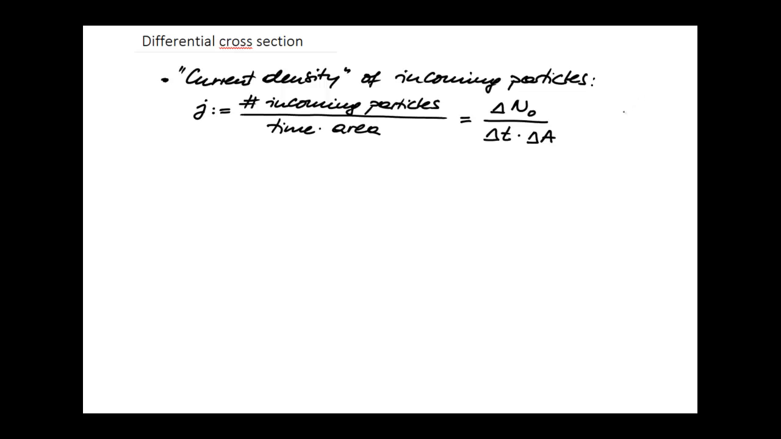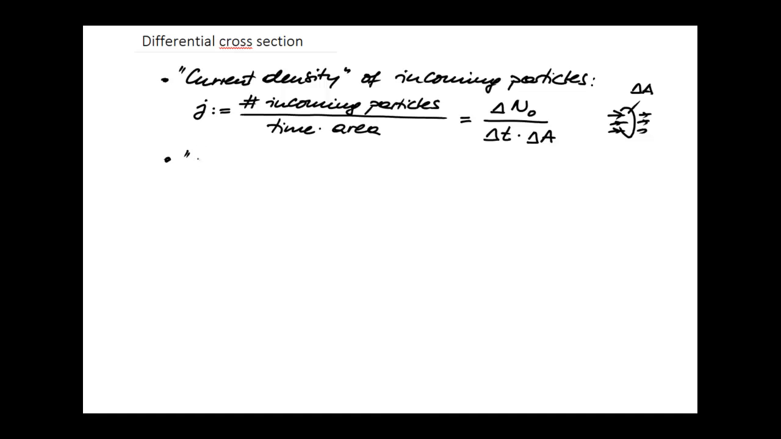So you can imagine you have an area delta a, then you have projectiles passing through this area, this infinitesimal cross-section delta a, and you count the number of particles passing through this area per unit time and divide it by the size of the area. And that's called the current density of the incoming particles.